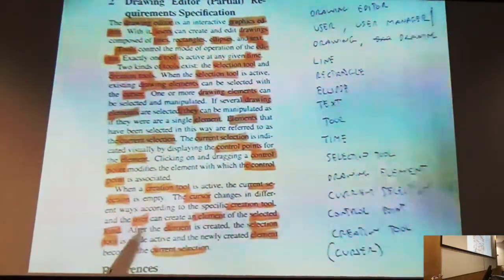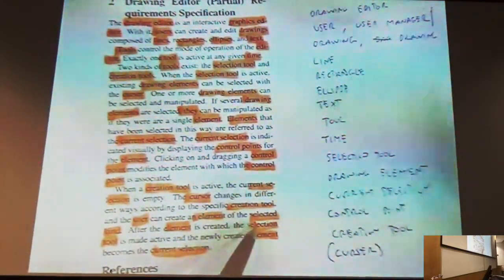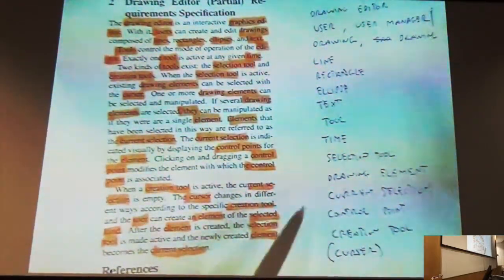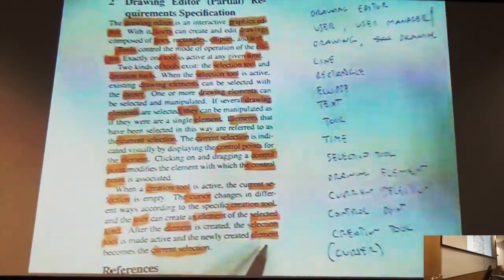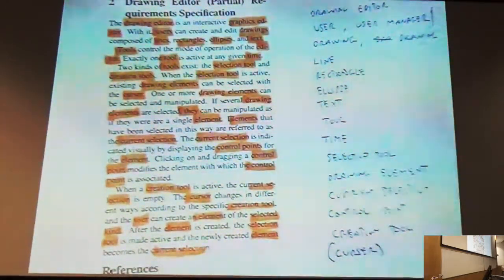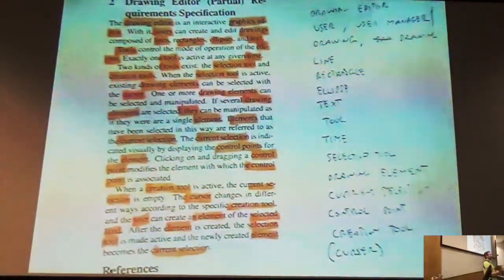Creation tool again, user again, element again. Do I have elements? Drawing element I have. Selected kind, selected element, current selection. I'm going to map that to current selection. Selection tool, do I have selection tool? Yes, already. Element, drawing is drawing element. And current selection again. So that's my list of candidate objects. Anybody have anything similar?